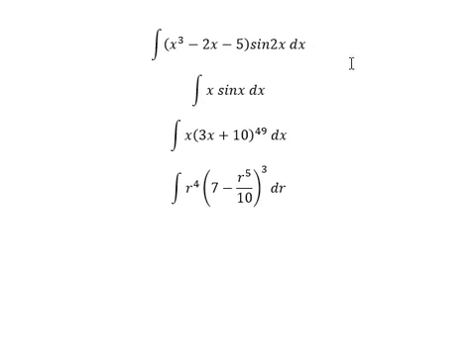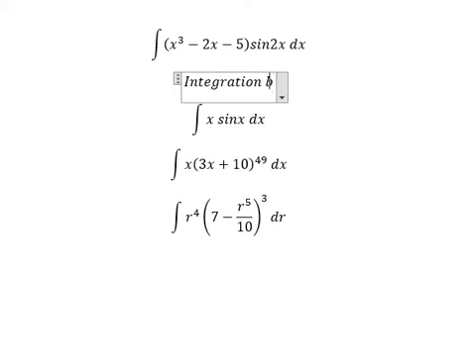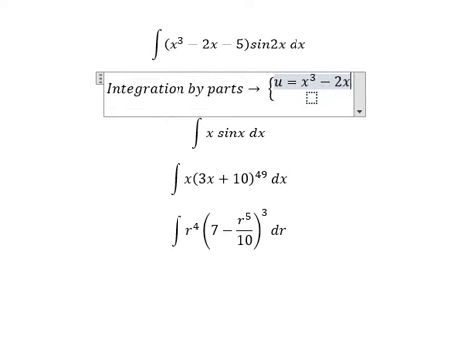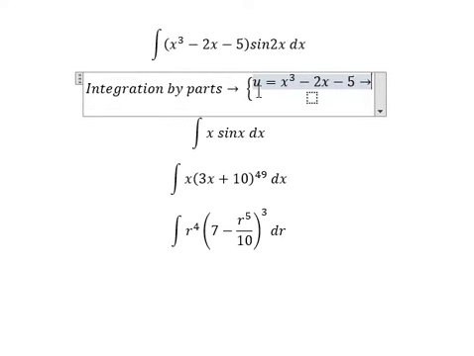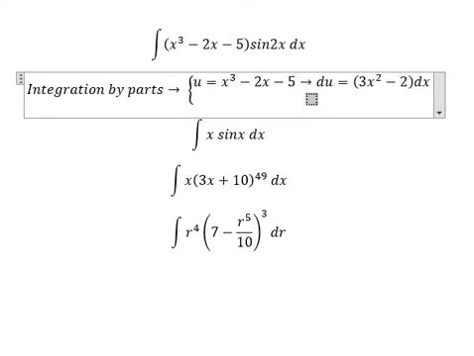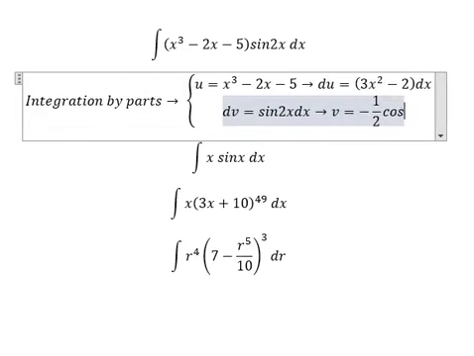Question number 4. We need to use integration by parts. So you will got u equal to s to the power of 3 minus 2s minus 5. So if we do first the derivative for both sides, you got du equal to 3s squared minus 2 ds. dv we got sine 2s ds. The integration of this one, you got v equal to negative 1 over 2 cosine 2s.